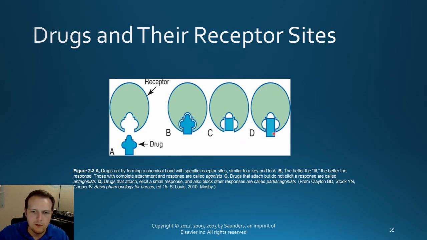Sometimes you can actually have a drug that will partially activate it, and this is called a partial agonist. I wouldn't worry too much about this right now, but we may talk about these in more detail later on as class goes on. But the big ones to remember are the agonist and the antagonist. These are kind of flip sides of the same coin here.